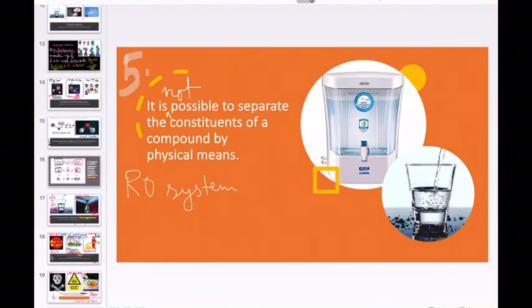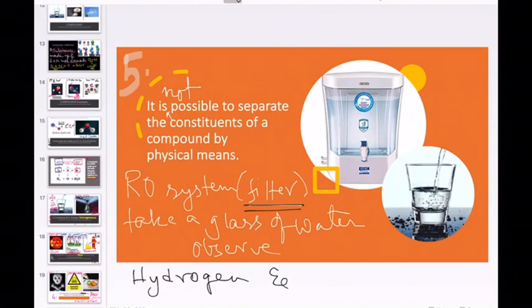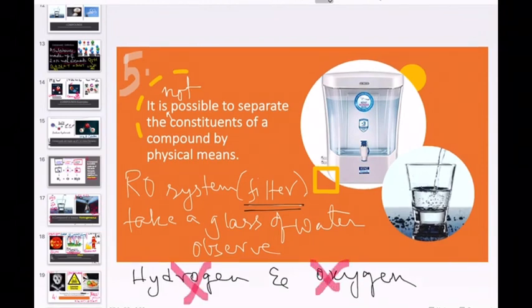Now, students, go to the RO system of your house, the water filter. Now take a glass of water and observe. Do you get in that glass, after filtration, that is physical means, hydrogen and oxygen separately? Will you get this? No. You will never get this. In that glass, what will you get? In the glass, you will get water, H2O only.